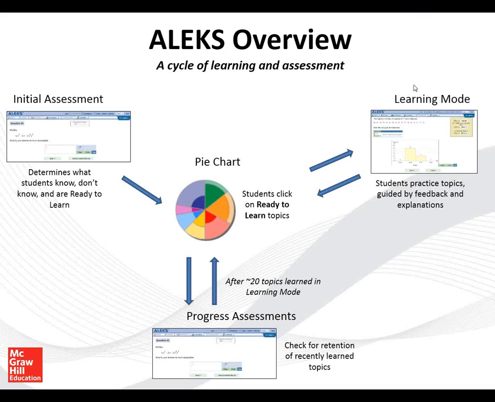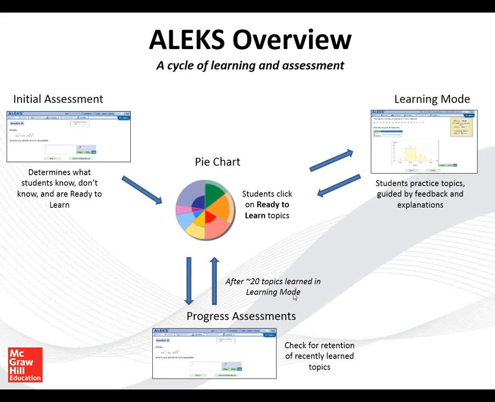Now in the learning mode, students will practice these ready-to-learn topics, and they'll get guidance from feedback and explanations. And after they demonstrate sufficient mastery of a topic in the learning mode, the topic gets filled in on their pie chart, and the student can go back to the pie and pick a different topic. So students will continue to click on ready-to-learn topics and add them to their pie.